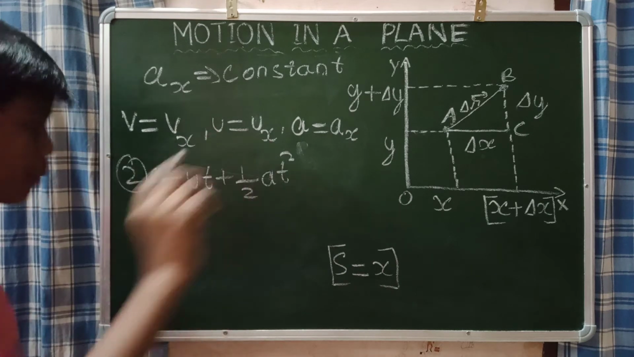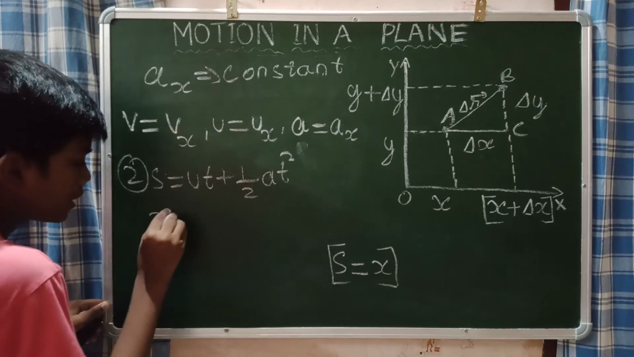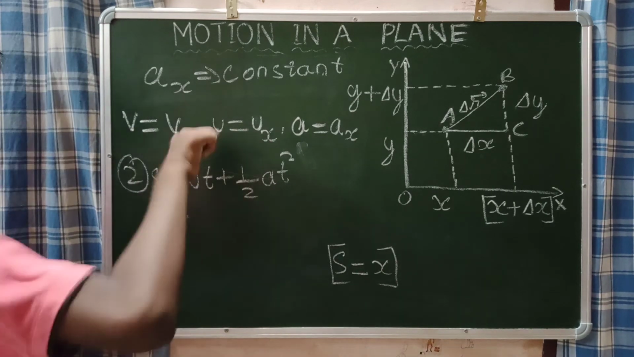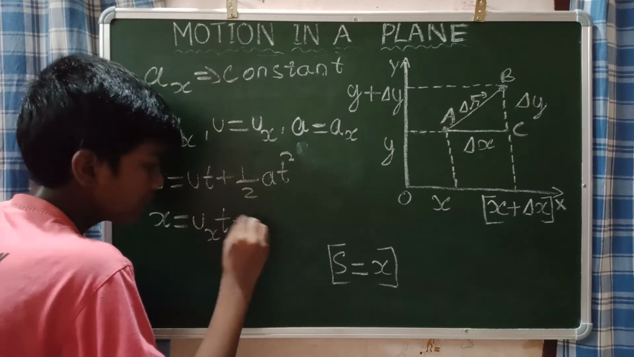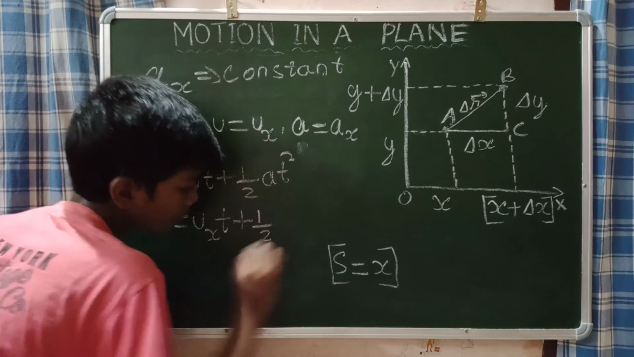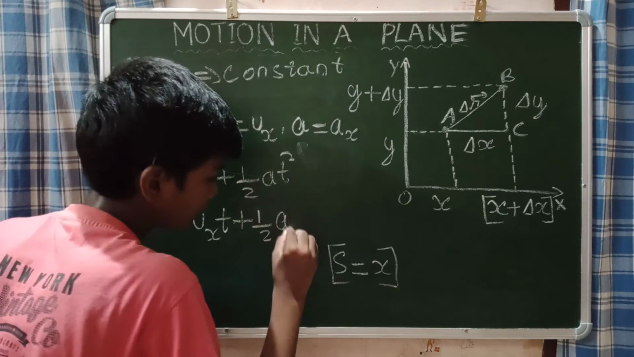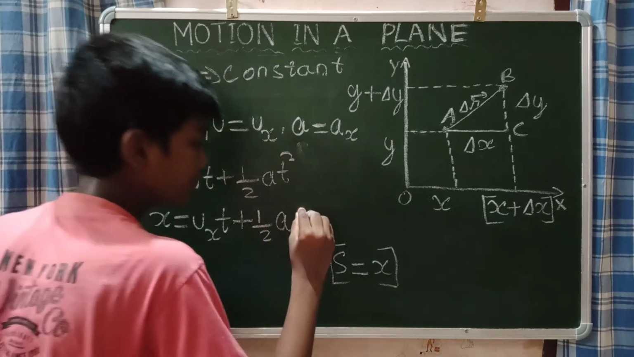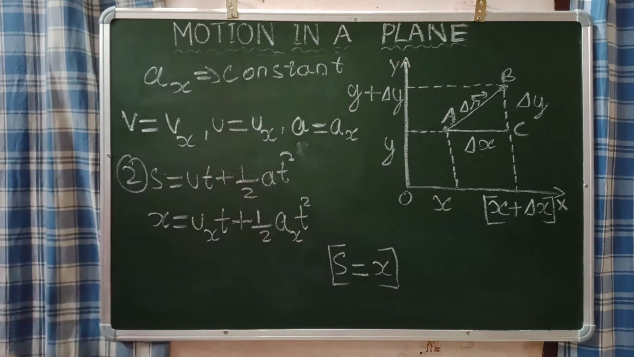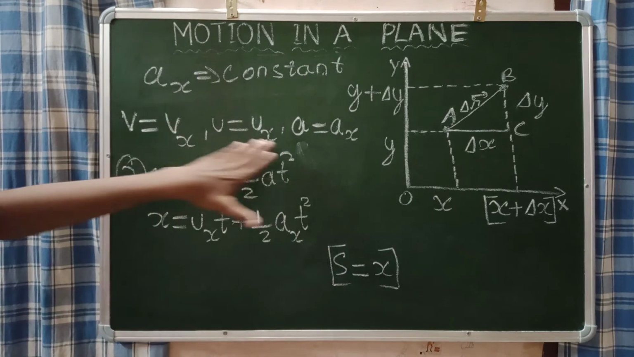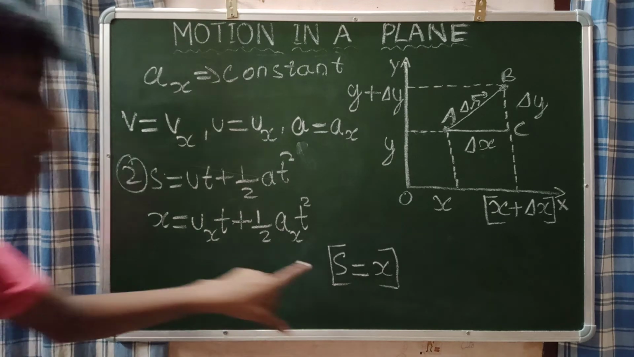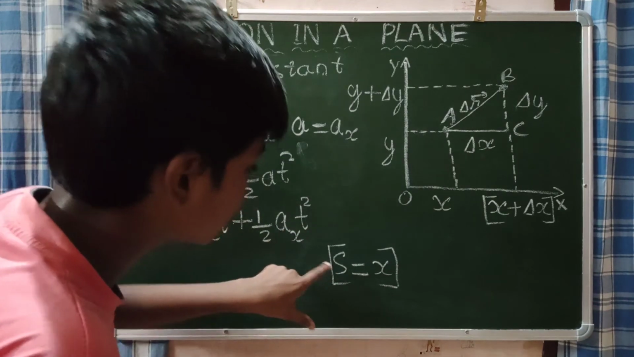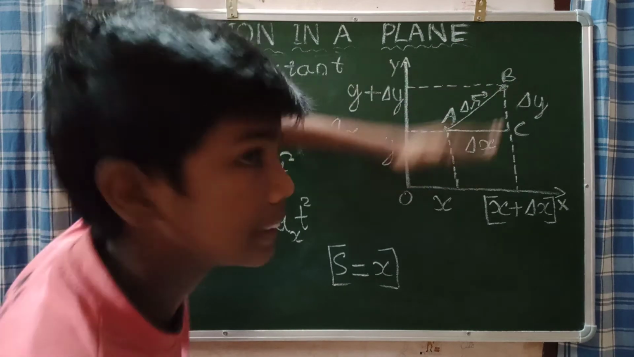Understand, guys? Important point. The displacement is equal to x, which means x is equal to u of x into t, the same t, plus half of a of x into t square. That is all, guys. If you understand the parameters, you can easily derive the kinematic equation. Remember that based on the x component, displacement will be equal to x based on this graph.